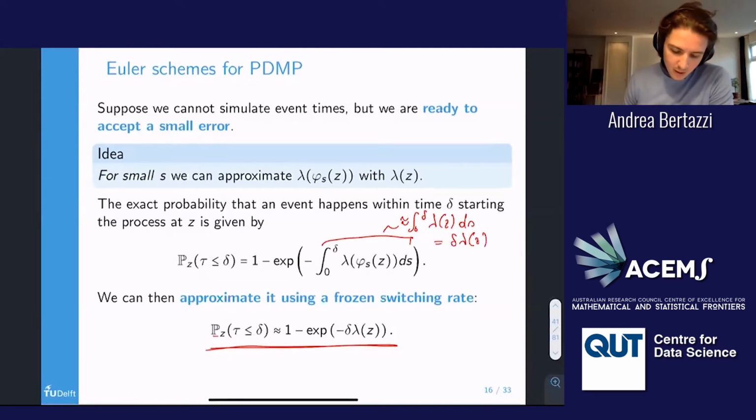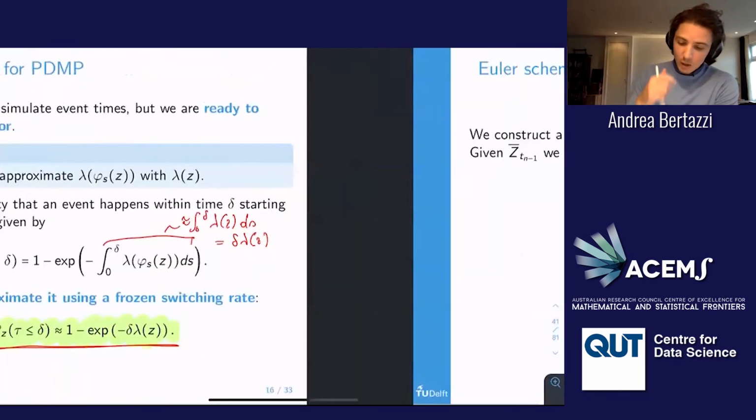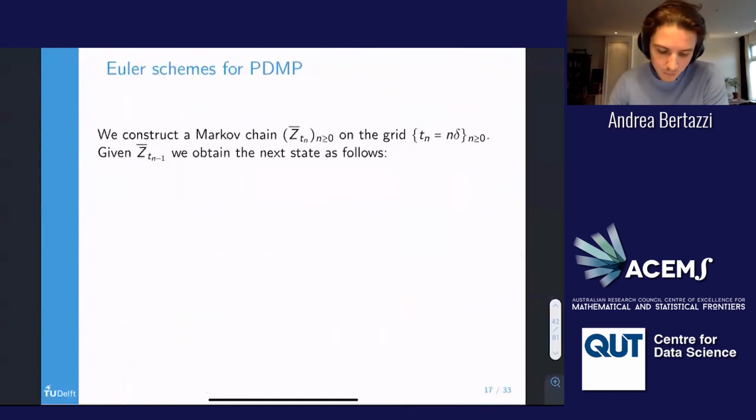Okay, so the idea is that we can approximate the distribution of the switching times in this way. And this is a much more manageable expression because we don't have that tough integral anymore. And definitely we can do something with this. Okay, but let's see how we can take advantage of it in practice.